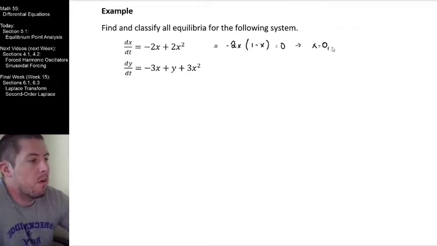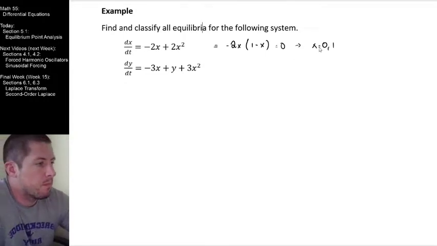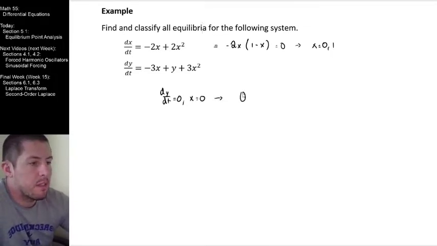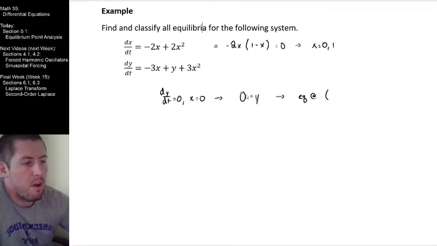So x equals 0 or 1. That has to be the case for dx/dt to be equal to 0. So for dy/dt equals 0 and x equals 0, that's going to leave me with 0 equals y. Okay, so that was easy. That leads me to the equilibria: x was 0, led me to say y must be 0. So (0, 0) seems to be an equilibrium.